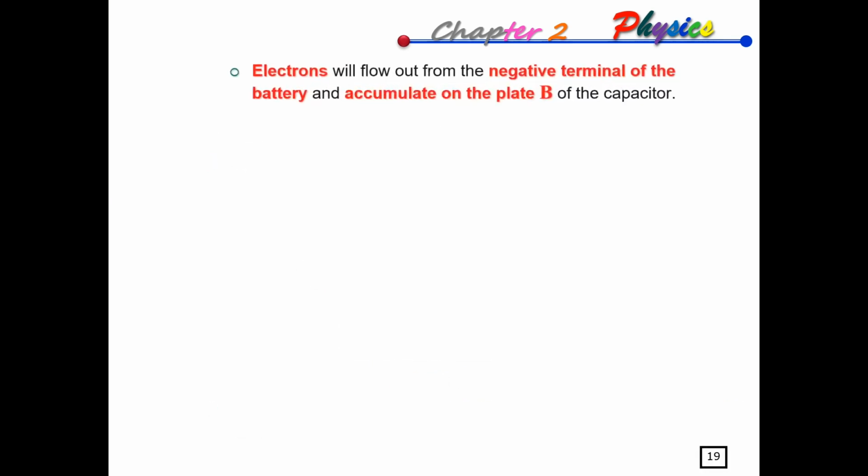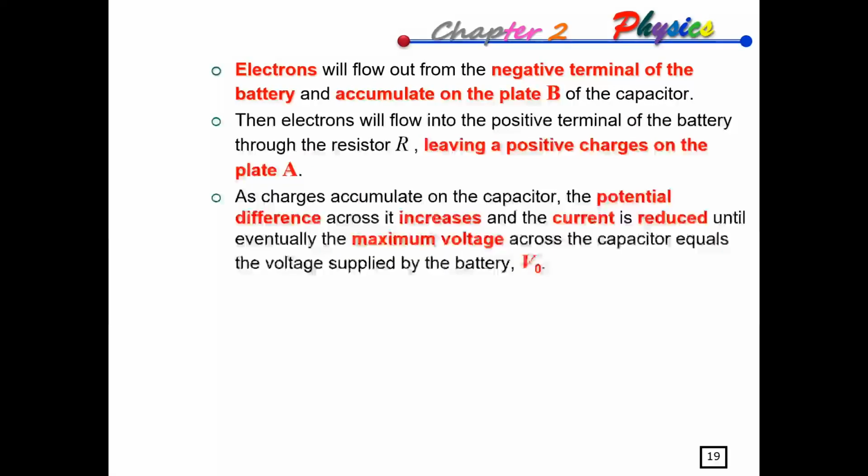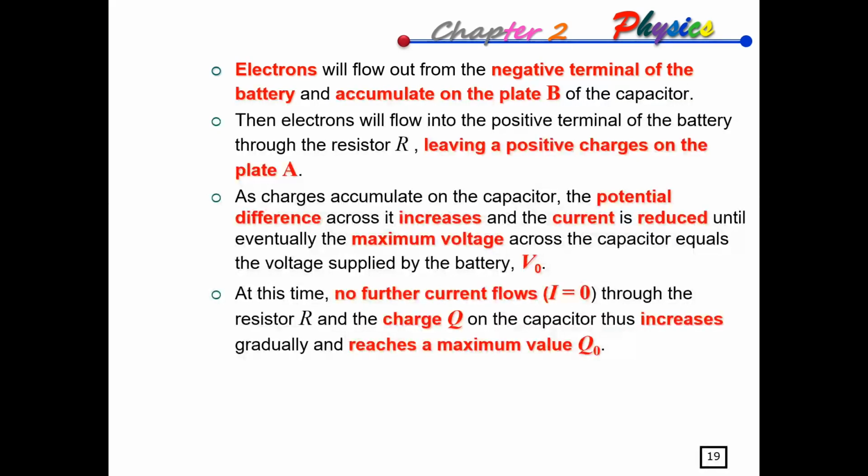Okay, we fast forward to the third point. The first and the second points have actually been discussed earlier. As charges accumulate on the capacitor, the potential difference across it increases and the current is reduced, until eventually the maximum voltage across the capacitor equals the voltage supplied by the battery. At this time, no further current flows through the resistor R.